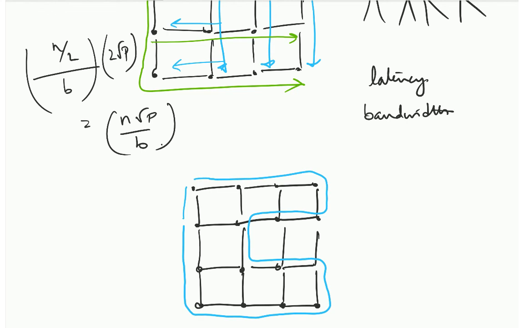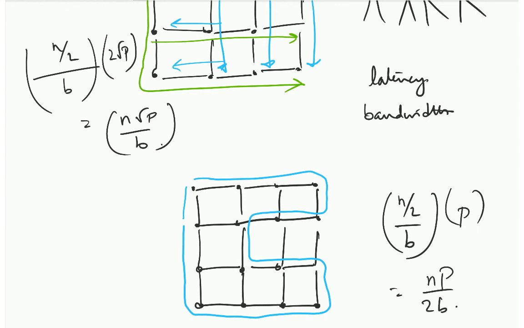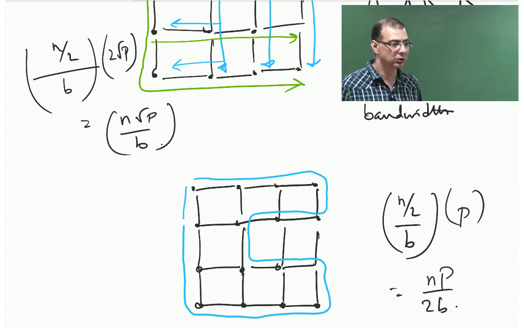But this is not so good. Why? Because what is the cost over here? I can send data in both directions, so I have n by 2 data over links of bandwidth b. But what is the number of hops to complete the entire operation? Roughly about p. This entire path is very long, and I have to traverse all of it. So the time is n p by 2b. But p is much larger than root p, so it's not so great.